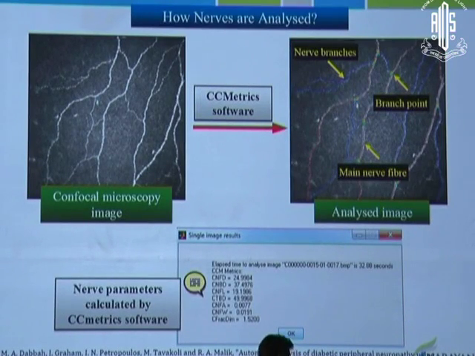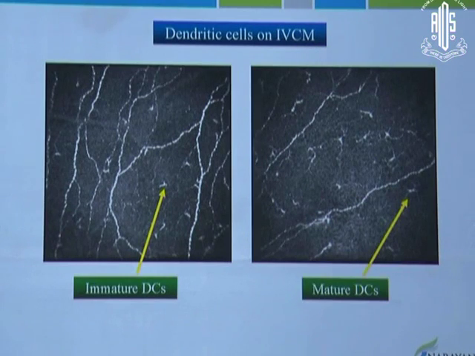So this is how we analyzed the images on confocal microscopy of the subbasal nerve plexus using a special CCMetrics software. What you can see in blue is the nerve branches, in green are the branch points, and the red denotes the main nerve fibers. This is just a representative photograph. On your left you can see well delineated cell bodies of immature dendritic cells, and on the right are mature dendritic cells with typical dendritiform processes.